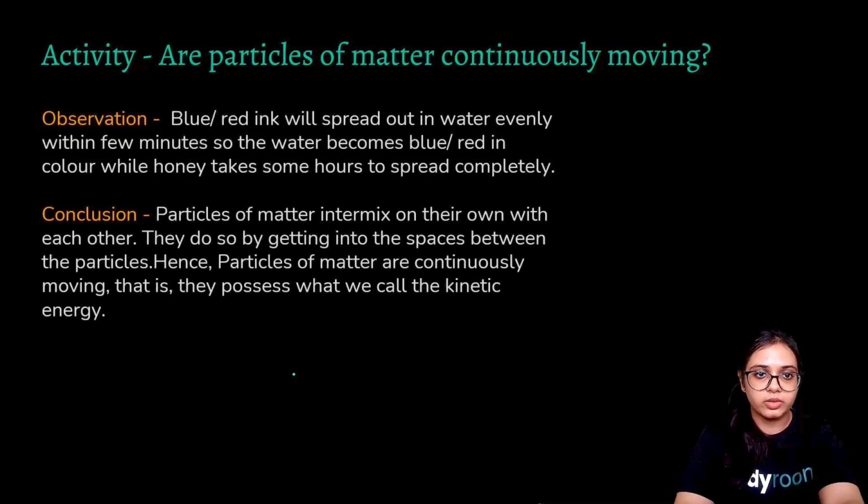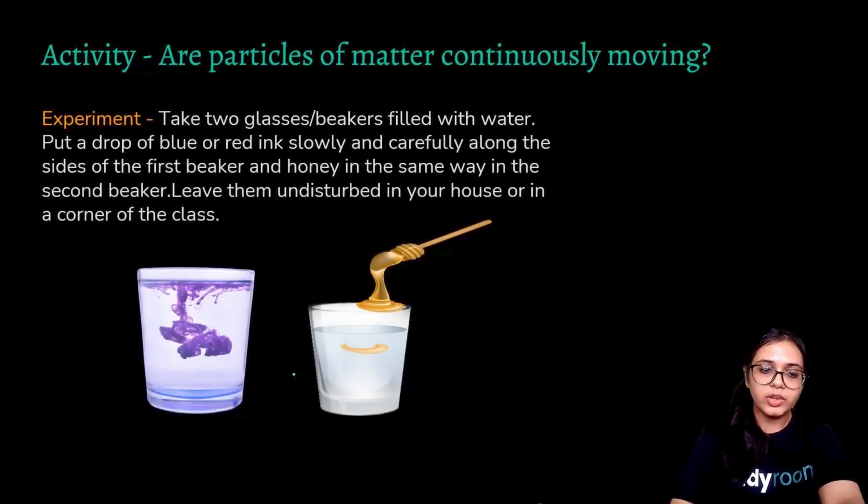Now what do we observe? We observe that the blue or red ink will spread out in water evenly within a few minutes so that the water becomes blue or red in color, while honey takes some hours to spread completely. So even if you stir it or even if you do not stir it, the main observation is that the blue or the red color in the first glass spreads out more evenly and in a very quick manner, whereas honey takes some time, but it also does spread out.